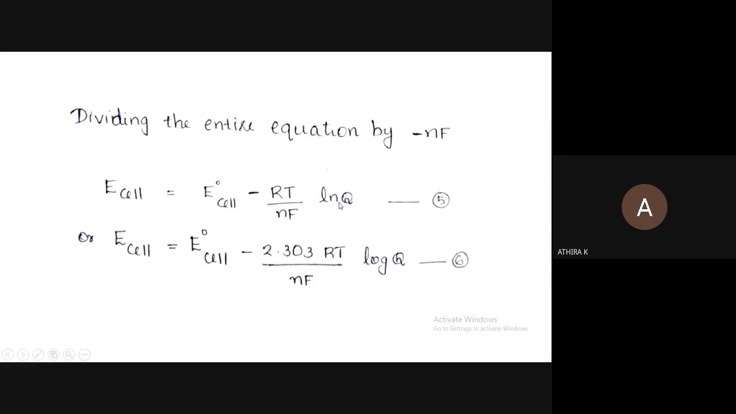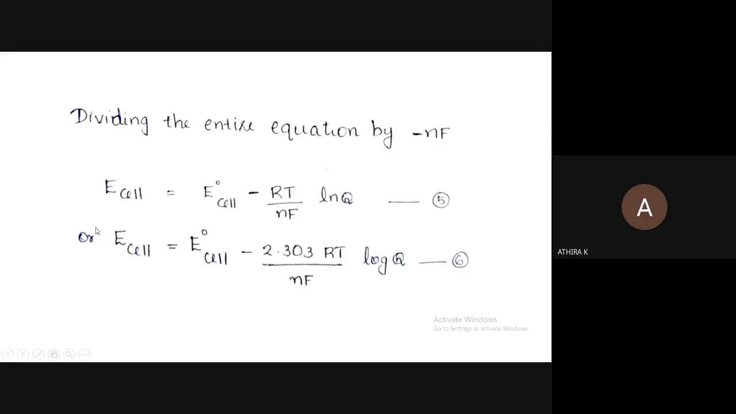And if you are replacing this natural logarithm using log to the base 10, there will be a number, that is 2.303, multiplied to this second term. Either we can write in the basis of natural logarithm or log to the base 10. രണ്ട് ഇക്വേഷൻസും പോസിബിൾ ആണ്. നമ്മൾ പ്രിഫർ ചെയ്യുന്നത് ലോഗ് ടു ദ ബേസ് 10 വരുന്ന ഇക്വേഷൻസ് ആണ്. So you now have the equation that is known as Nernst equation. This is our Nernst equation. E cell equal to E0 cell minus 2.303 RT by NF log Q.